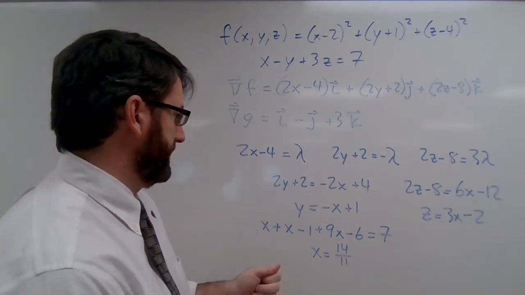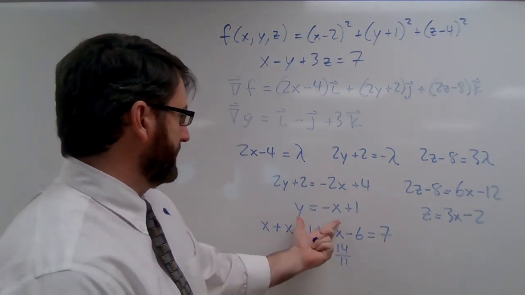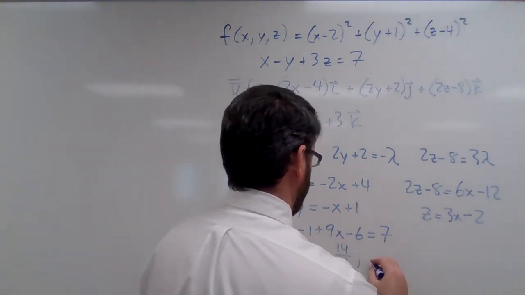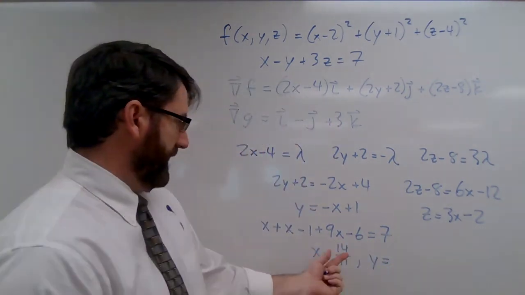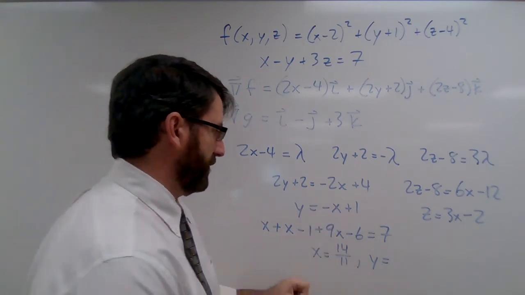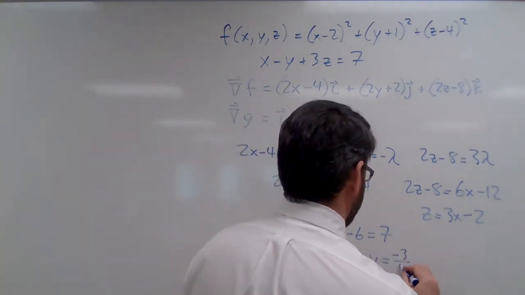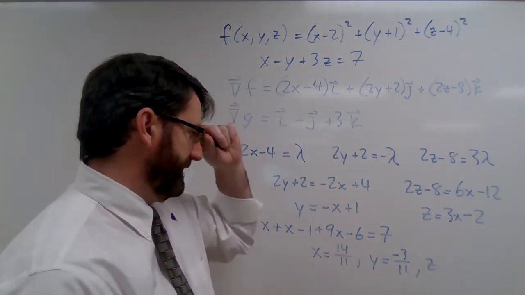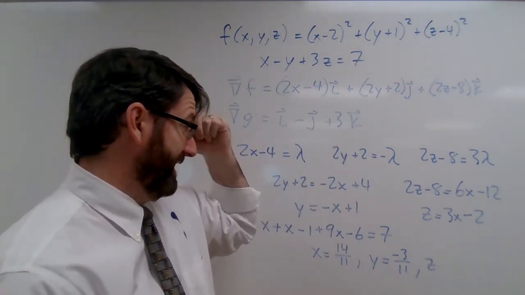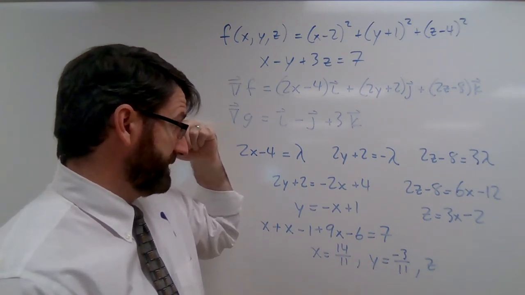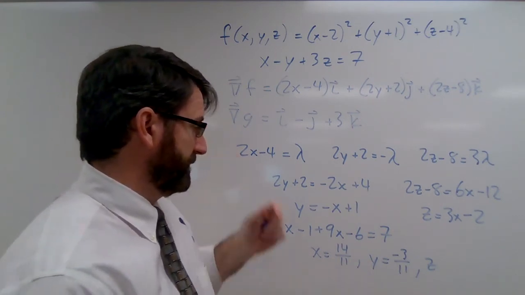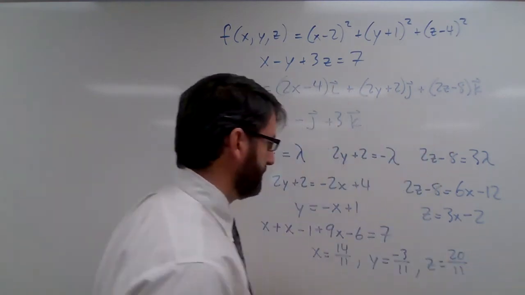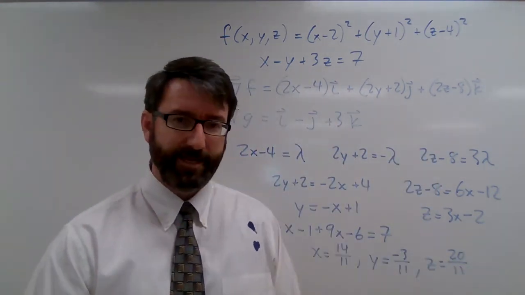All right, and now we can use these functions to figure out y and z. So x is 14 over 11. y is going to be equal to negative 14 elevenths plus 1. That's going to be negative 3 elevenths. And then z is going to be equal to 14 elevenths times 3. That's 42 elevenths minus 22 elevenths. So that's 20 elevenths. All right, so there's our x, y, and z.